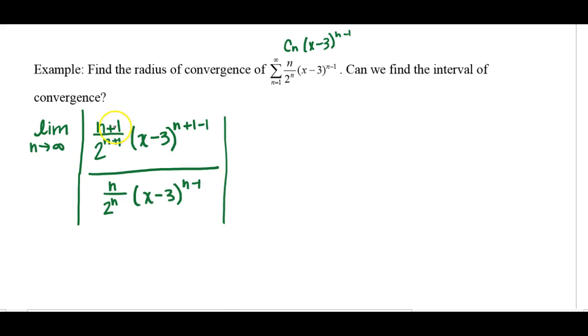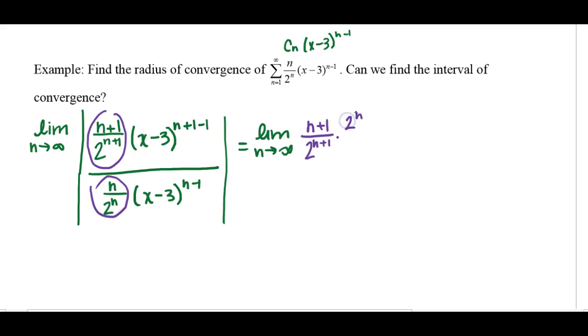Alright, so now I'm going to go ahead and rewrite this, the limit as n approaches infinity. So first I'm just going to take a look at these two portions here. So I have a fraction over a fraction there. So I'm going to rewrite that as (n plus 1) over 2 to the n plus 1 times the reciprocal of n over 2 to the n, so 2 to the n over n. And then I'm just going to go ahead and leave the (x minus 3) to the n on top, because the plus 1 minus 1 cancel.